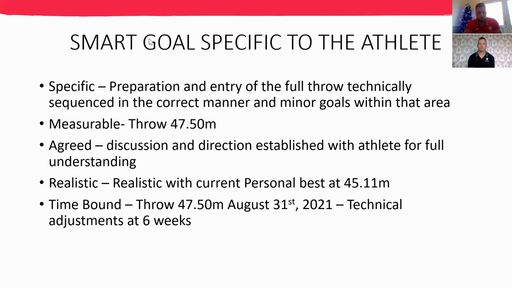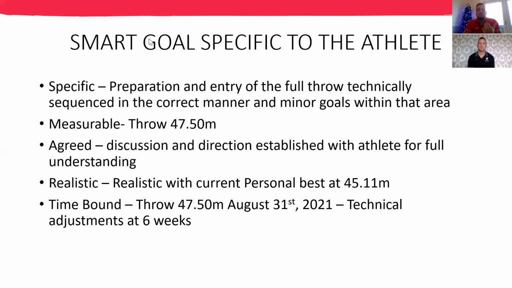Realistic, obviously: current personal best just over 45 meters, 45 meters and change. So he has that realistic 47.50. I'd probably say it's a little bit of a short target. It's not really a stretch target. I feel like he'll get that, but it is time bound. So I've said 47.50 by August 31st, 2021, so next season. But we will make technical adjustments at 6 weeks. We will maybe move on to something else to get that 47.50. So I will reassess what I go into in a moment.